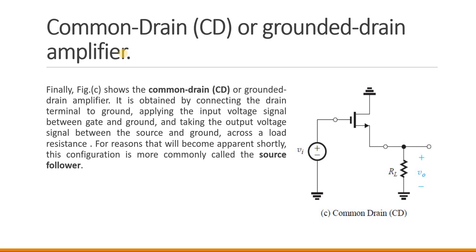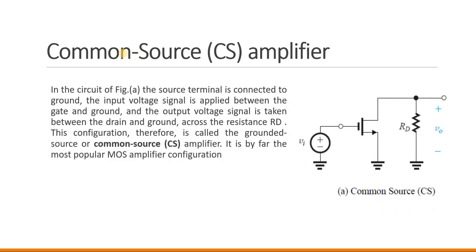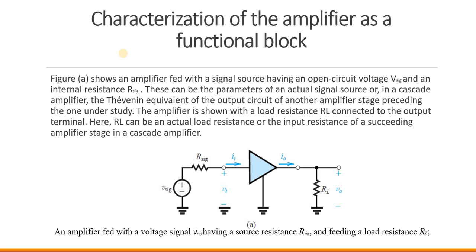So we have seen common drain, common gate, and common source configurations. Now let us see the next topic, which is very important, that is characterization of the amplifier as a functional block. Before we begin our study of different MOSFET amplifier configurations in detail, that is common source, common gate, or common drain, we consider how to characterize the performance of an amplifier as a circuit building block. So an introduction for this topic is presented over here.